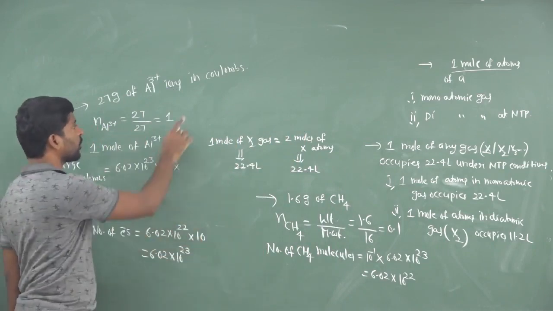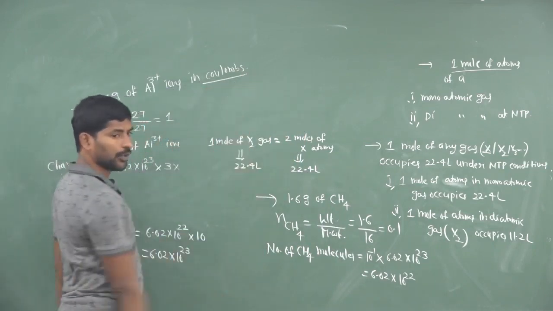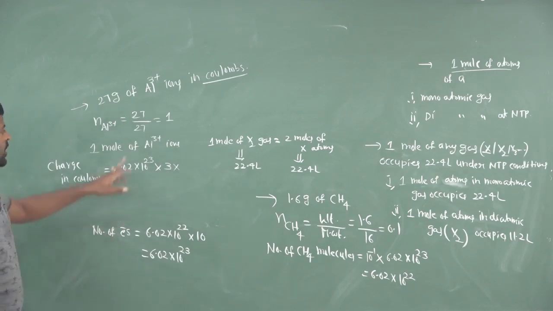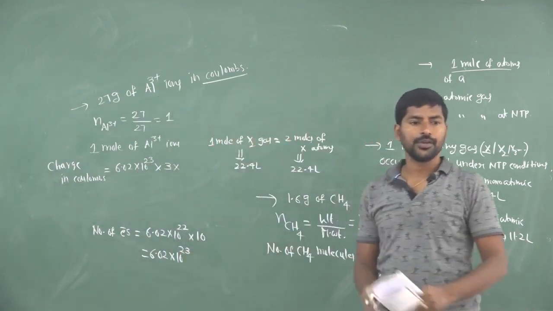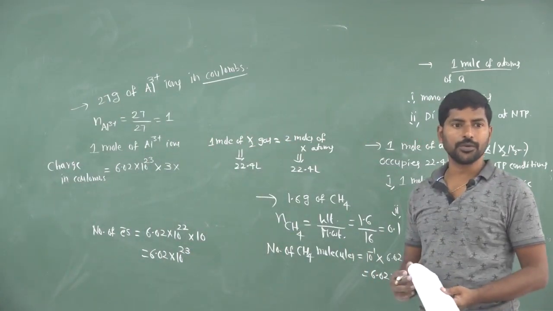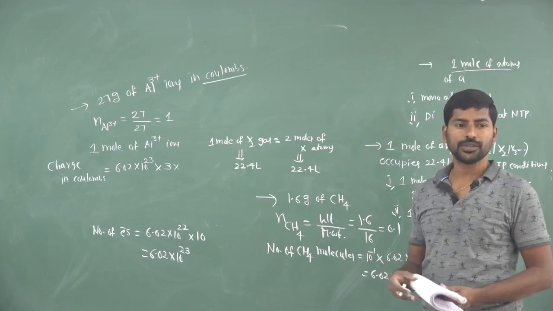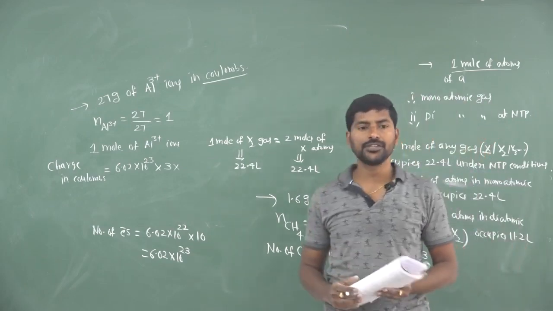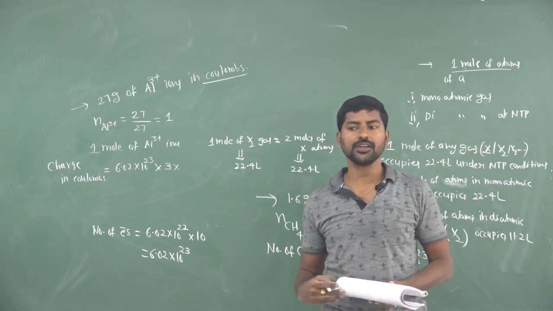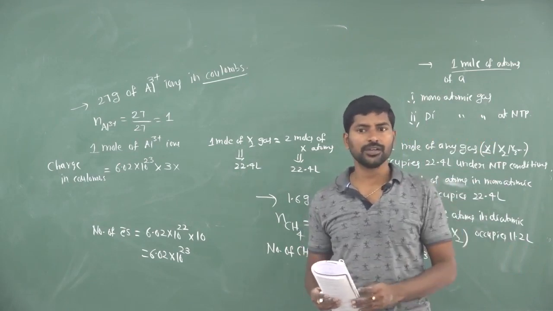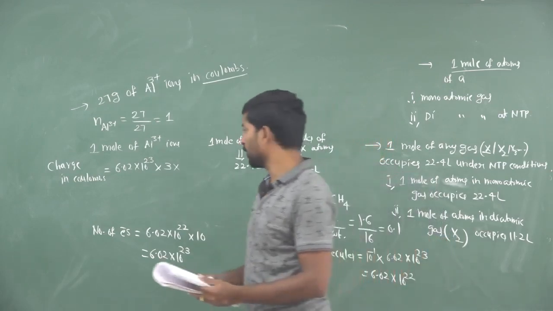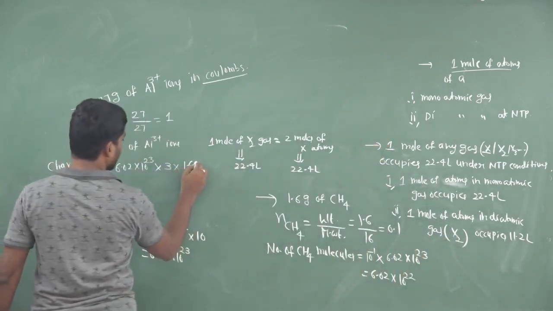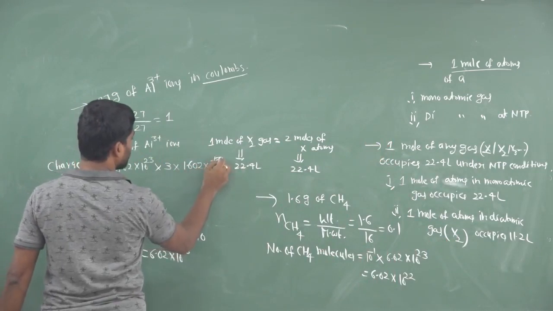Okay, but the question is we have to give charge in coulombs. Each positive charge is equal to how many coulombs? The charge on a proton is equal to 1.602 into 10 power minus 19 coulombs. The charge on an electron is also the same, 1.602 into 10 power minus 19 coulombs.